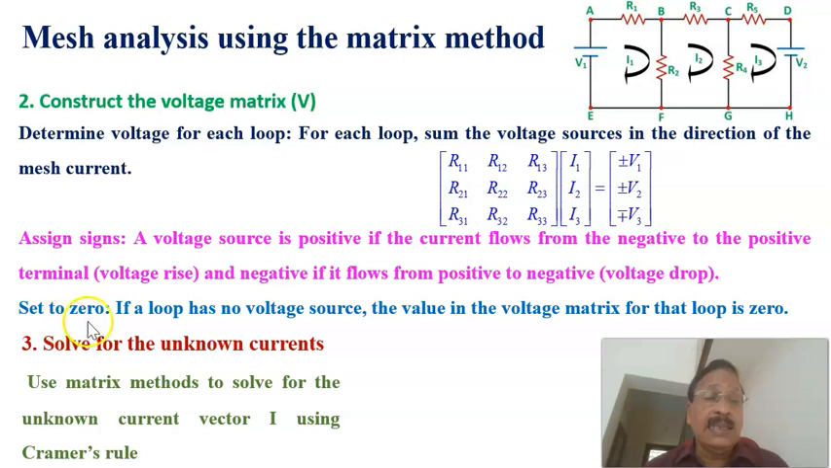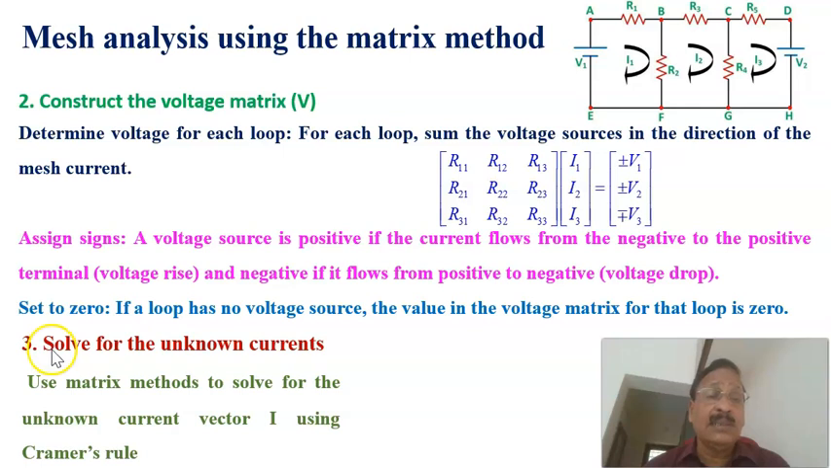Set to 0 if the loop has no voltage source: the value in the voltage matrix for that loop is 0. For example, in this case, there is no voltage source in the second loop. That is why the corresponding element, the second element of the column, is equal to 0. Therefore, in this one, the first is plus V1, that is equal to V1, here it is equal to minus V2, and here it is equal to 0.